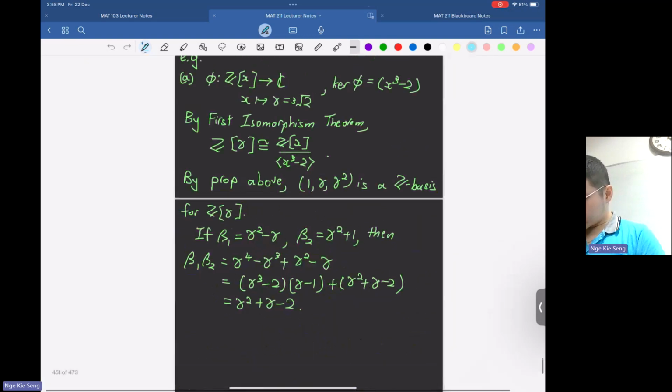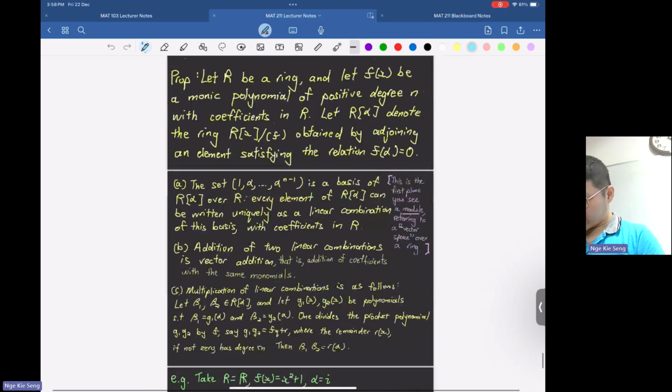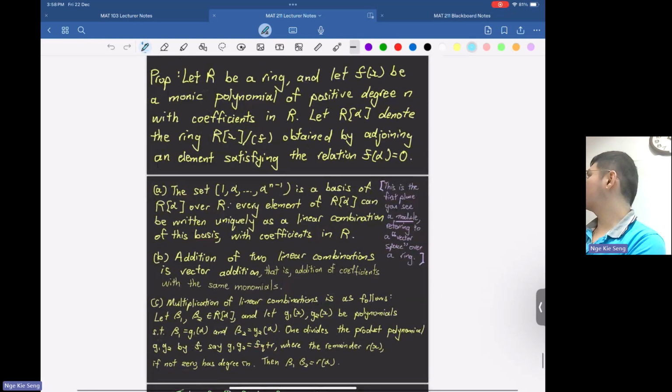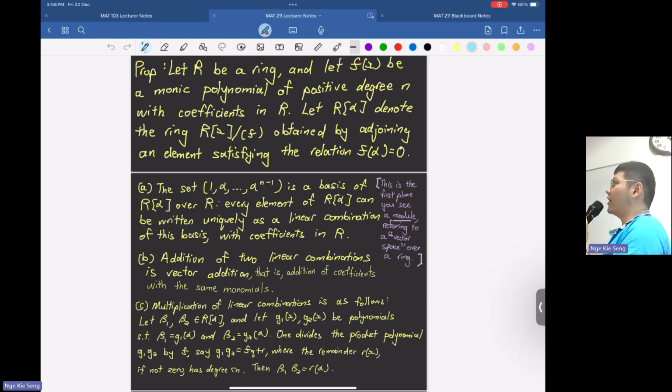Okay, so last time we stopped at one theorem, or proposition. So we have a ring, and a monic polynomial. Then we create a new ring called R adjoin alpha. And what is this alpha? Alpha is a root of my monic polynomial.